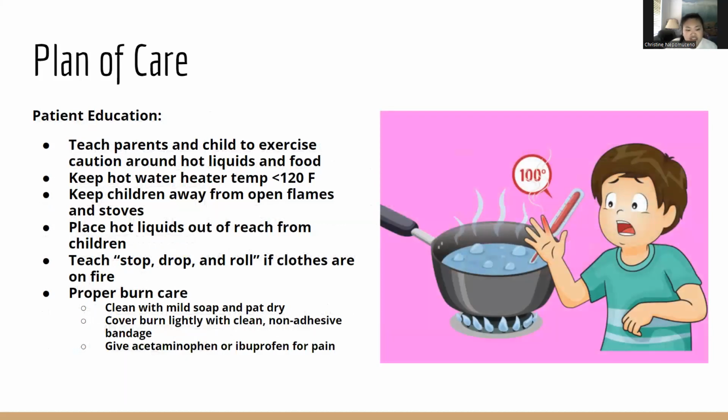For patient education, it's important to teach both the child, patient, and the family to be careful around hot liquids and food. Hot fluids like hot water should be kept at no more than 120 degrees Fahrenheit. As much as possible, this should be placed out of reach from children. Stuff like open flames, stoves, and hot liquids. We should also teach kids how to stop, drop, and roll if their clothes catch on fire.